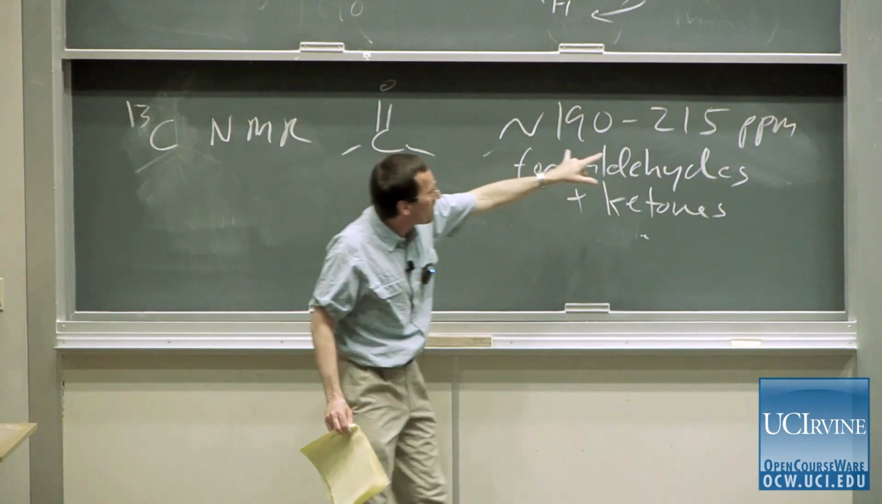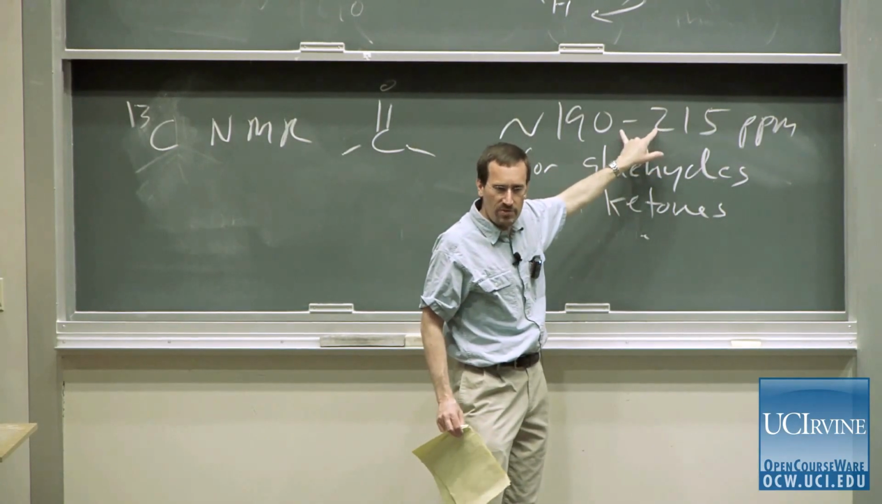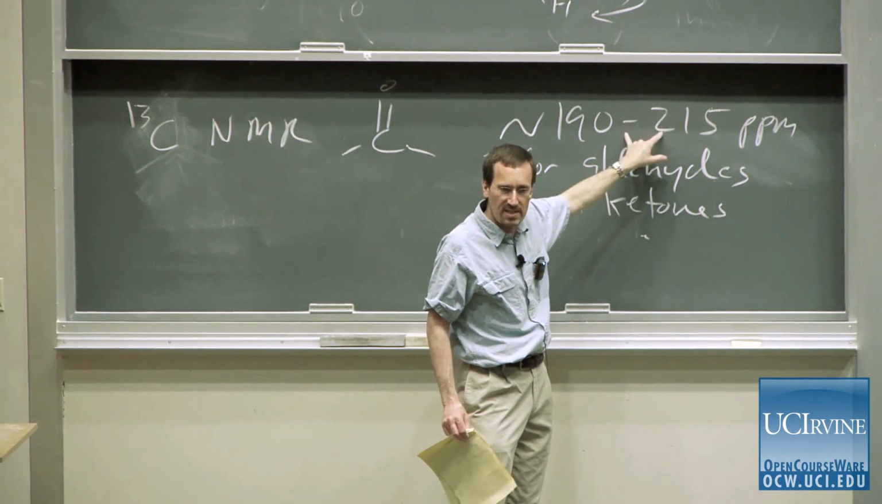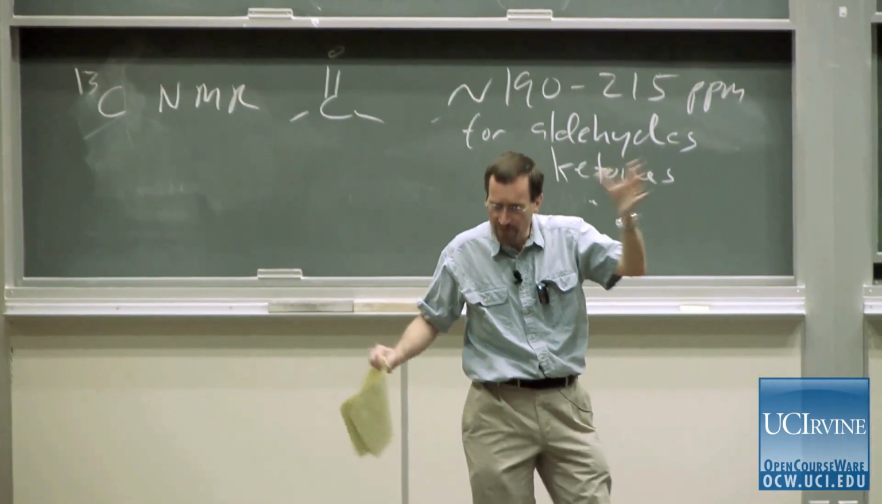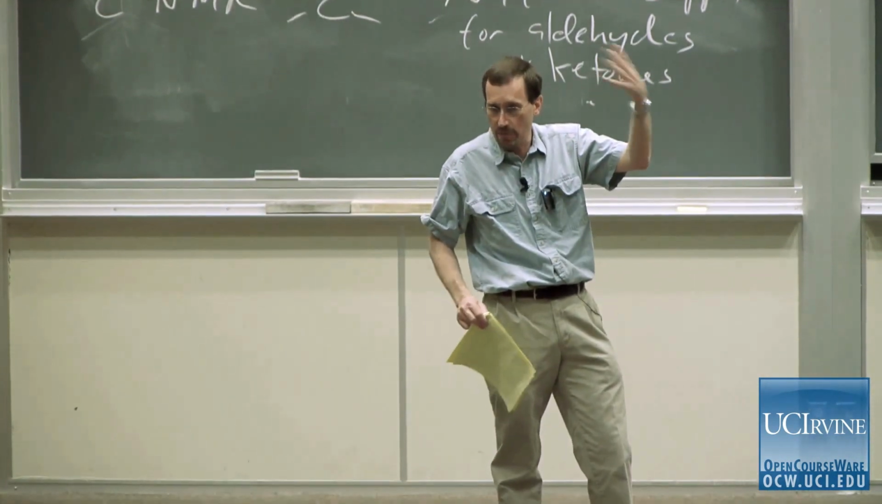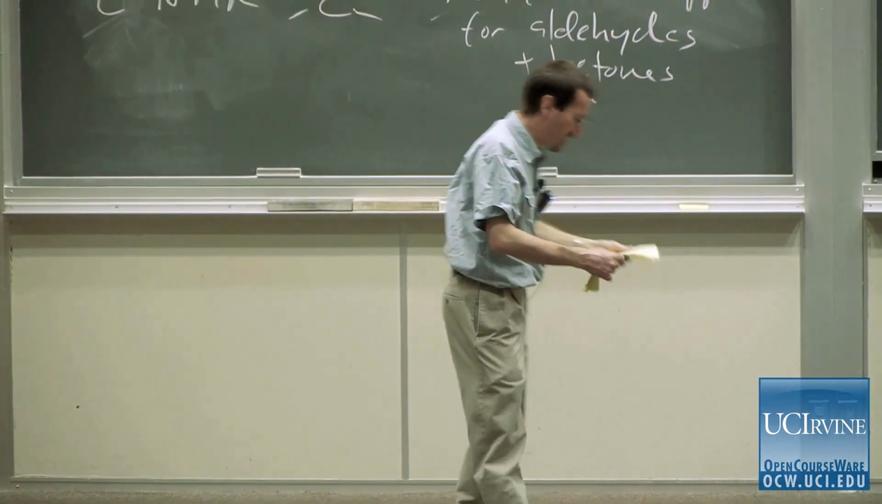These, of course, numbers are very different than what you see for, say, a carboxylic acid or an ester, where you still have a carbonyl carbon standing out very far downfield, but now it's more like 170 or 180 ppm.